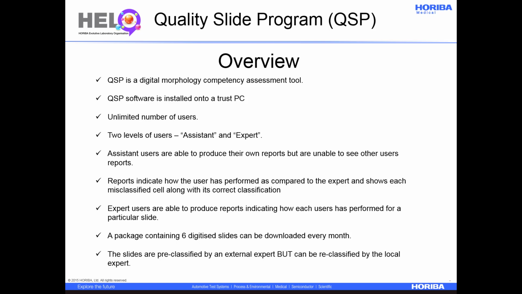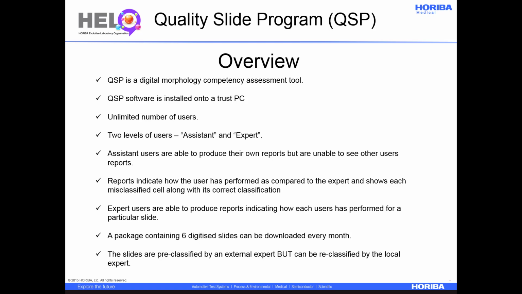The report itself is a very powerful object, because at the end of the report, and we'll show you later on in this video where we look at the product itself, the assistant user can see the cells they got wrong. They can see what they called the cell, what the cell should have been classified as, and a picture of that cell, enabling the user to get instant feedback. The expert users are able to produce reports indicating how each user performed for a particular slide.